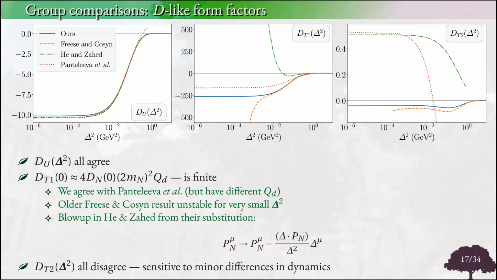No? Okay. And then with the chiral effective calculation of Panteleva et al., they fix one of the low energy constants to agree with He and Zahed. So the D_Us all basically agree by design. The D_T1s, things look a little funny. Just like with A_T, we and Panteleva's group agree in spirit. The discrepancy is just due to the use of different quadrupole moments.